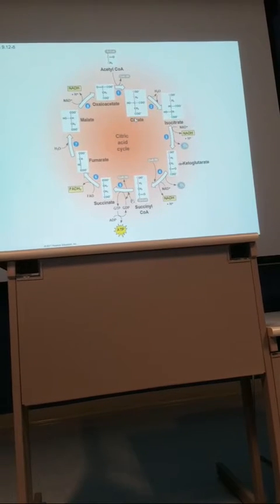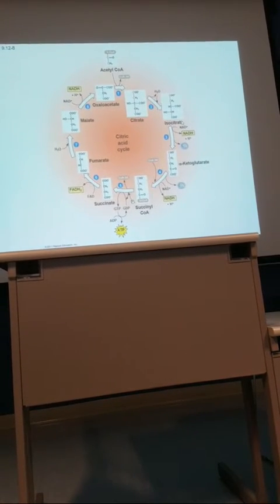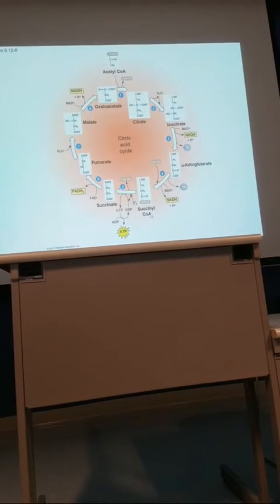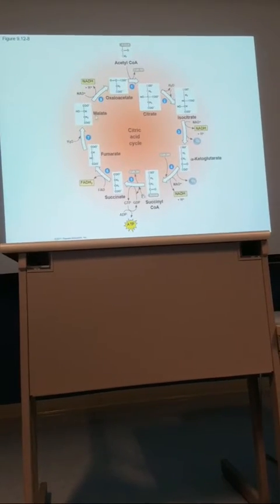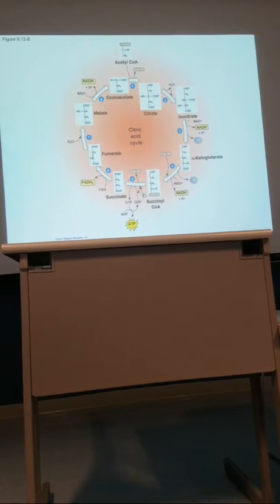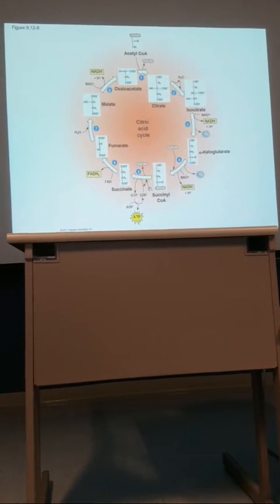But you need to know in step 1, we've got citrate. Step 2, isocitrate. Step 3, alpha-ketoglutarate. Step 4, succinyl-CoA. Step 5, succinate. Step 6, fumarate. 7, malate. And 8, oxaloacetate. So we need to be able to identify all of those. You should put them in order, yes.